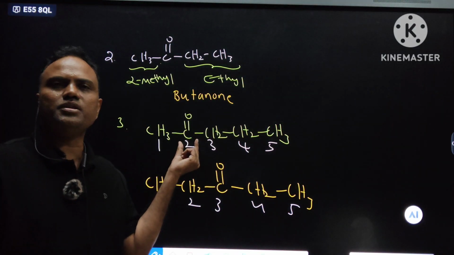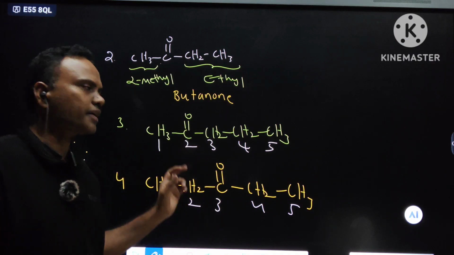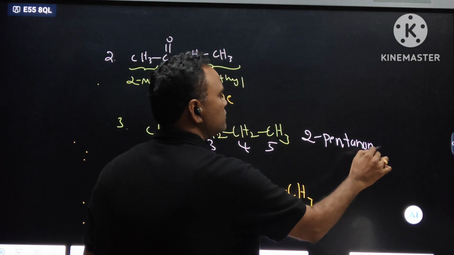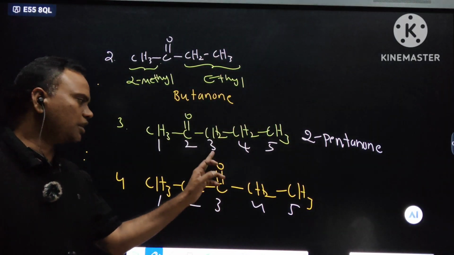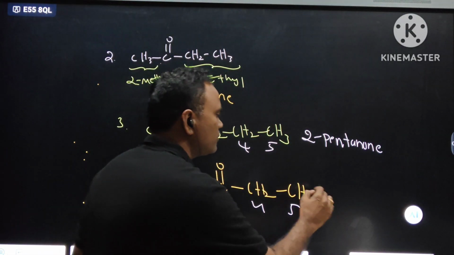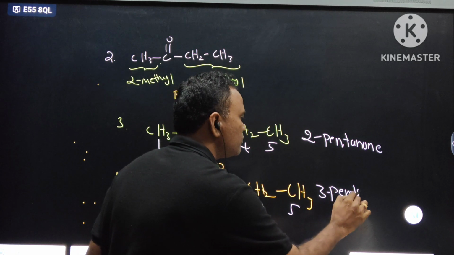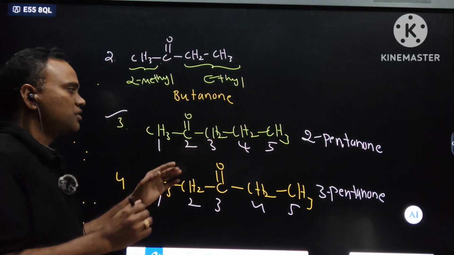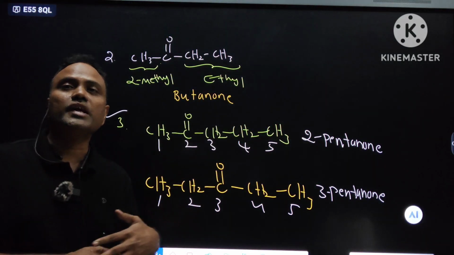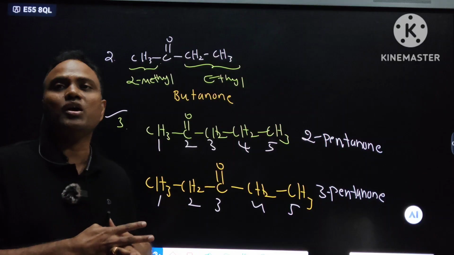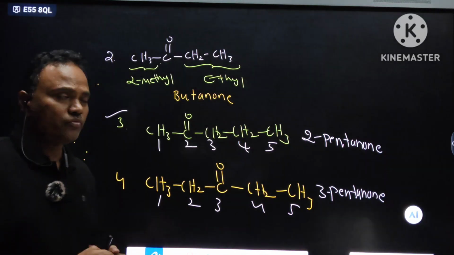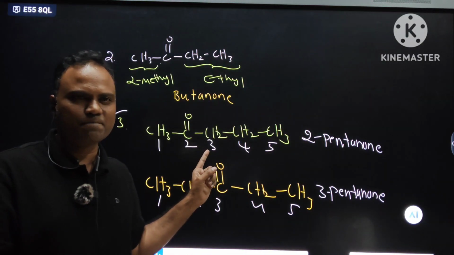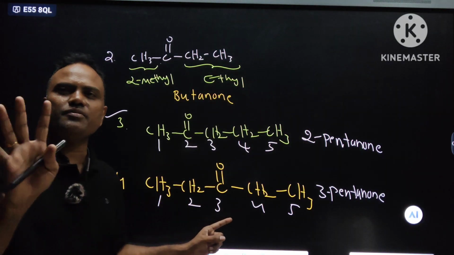In this case, the ketone is present at which position? C double bond O of carbonyl. Second position. This is 2-pentanone. This is the third position, C double bond O is there. 3-pentanone. 3-pentanone and 2-pentanone, which is having alpha methyl? 2-pentanone. So 2-pentanone and 3-pentanone can be distinguished by haloform reaction, because haloform reaction is given by ketones with the alpha methyl group. 3-pentanone does not react with haloform test.